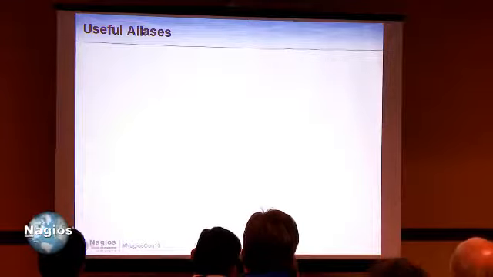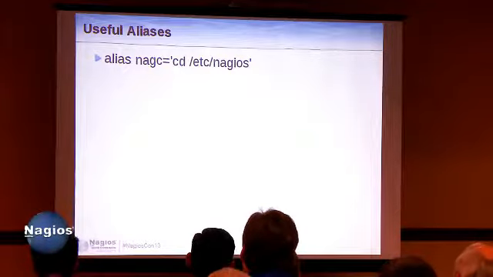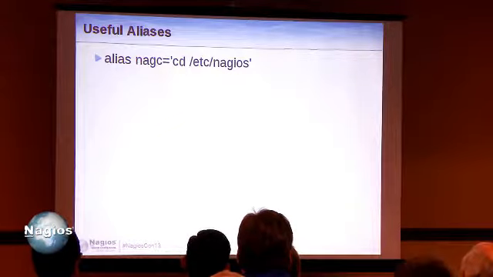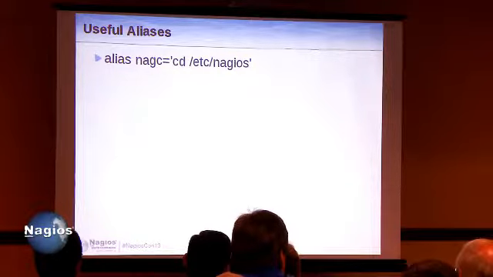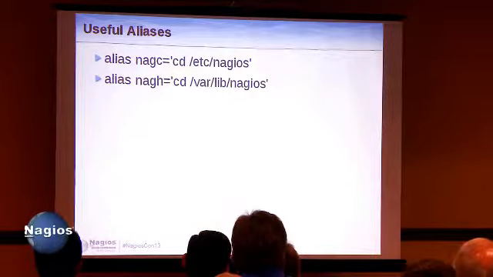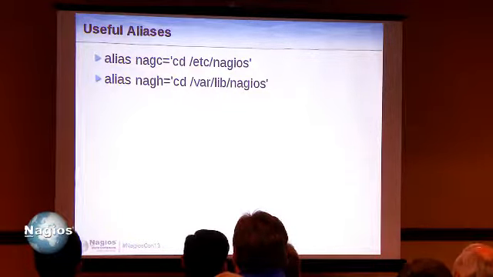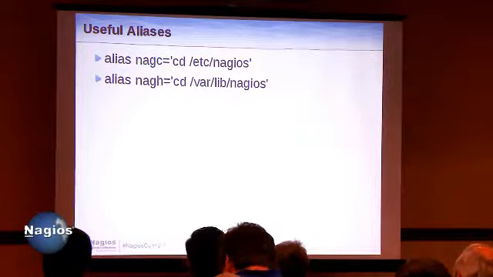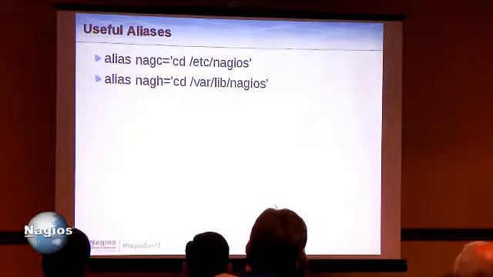Here's some useful aliases. Nagc. I don't know how many of you are actually heads down sysadmins like I am, but I would much rather type 4 characters than 6 or 7. So Nagc, or you can even shorten it if you want, NC. Everybody know what an alias is? Anybody not? Okay, an alias is basically a shortcut you can save in your environment, so that I just type nagc and it executes that command. Same thing for nag home. On this machine, the home directory for Nagios is /var/lib/nagios. It's a BSD box.